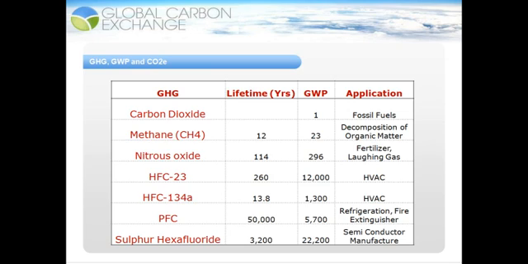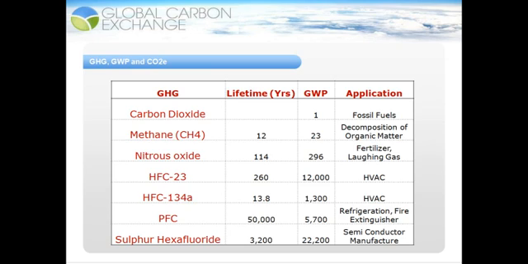So the practical application of that is really that methane has got a global warming potential of 23, which means that 1 ton of methane actually results in the equivalent of 23 tons of carbon dioxide, or it has that impact on global warming. Nitrous oxide, as you can see, is even higher, 296 times the impact of carbon dioxide.